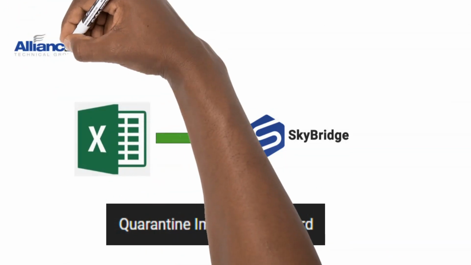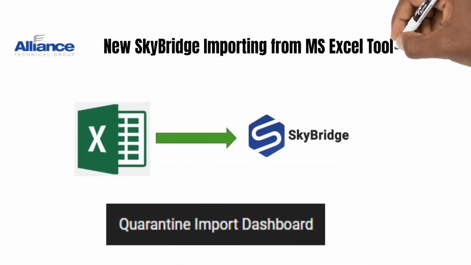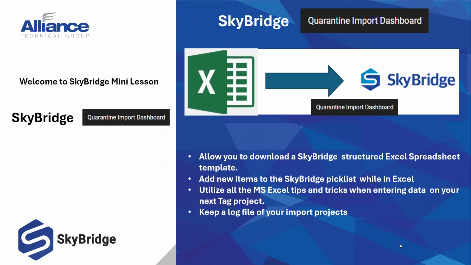I want to welcome you all to our new SkyBridge importing tool for Excel, importing information from Excel into SkyBridge. That's new that we have now, and welcome to our SkyBridge mini lesson that's going to talk about the quarantine import dashboard. With the dashboard, you'll be able to download a template, fill that information with your new tags, and then upload or import that information right into quarantine.